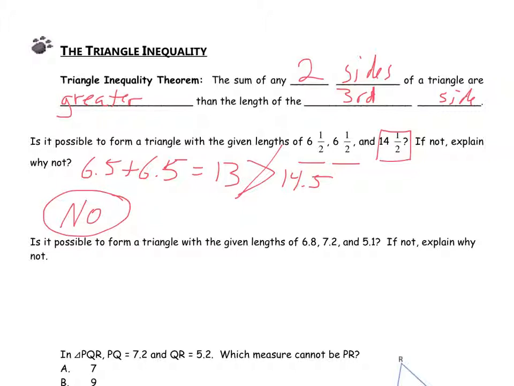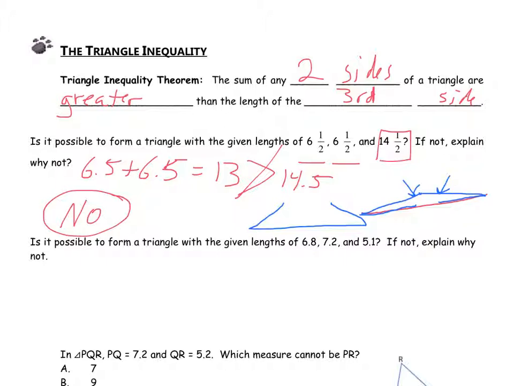Because if I have a length of 14.5, and I have a length of 6.5, which is not even half of that, there is no way to make a triangle where these two points would ever touch. If we were to fold them up, you would have something that looked like that. So that's why they have to add up to be greater than the third side, so that when I form a triangle, all the sides will eventually touch.